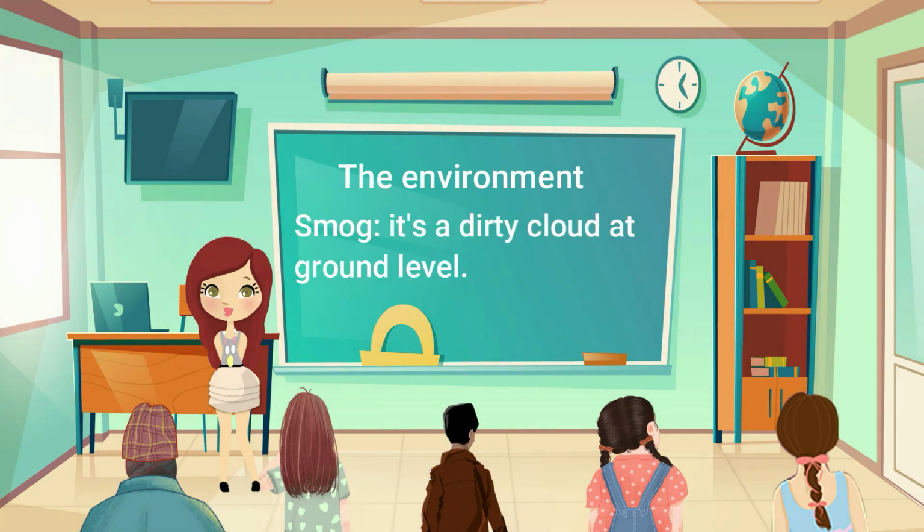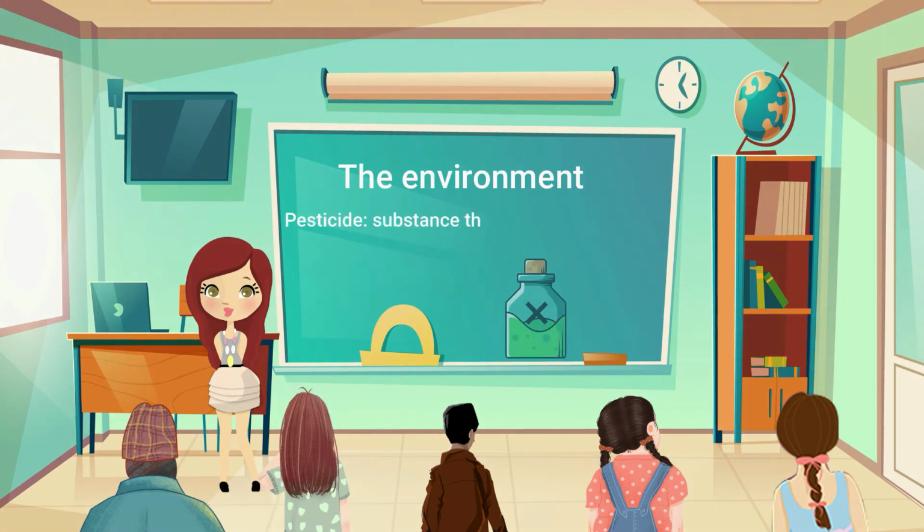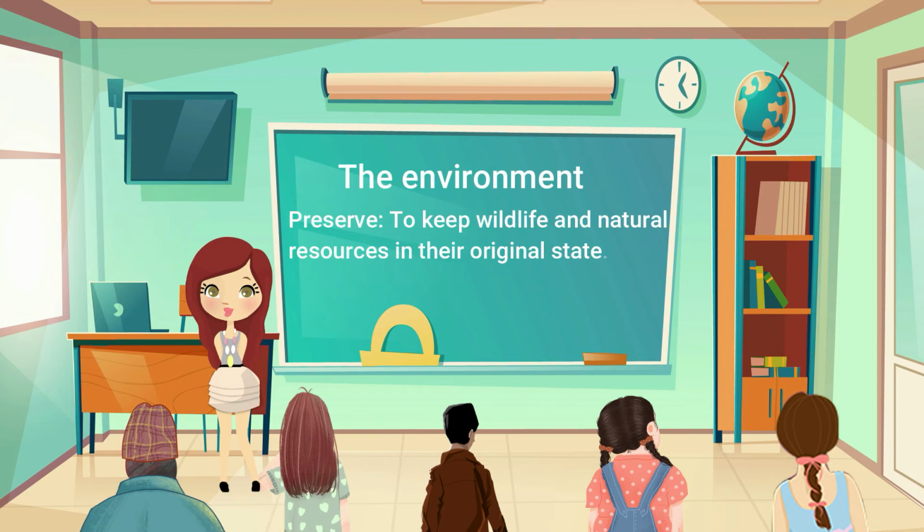Smog is a dirty cloud at ground level. This is bad for people because our lungs can get sick thanks to this. Now we are going to talk about pesticide, which is a chemical substance that is sprayed on plants to kill insects that destroy them. But it is such a strong substance that it infects the air everyone breathes and the ground as well.